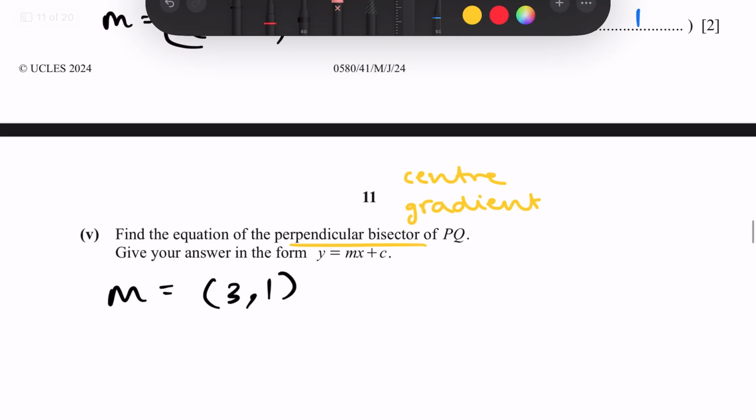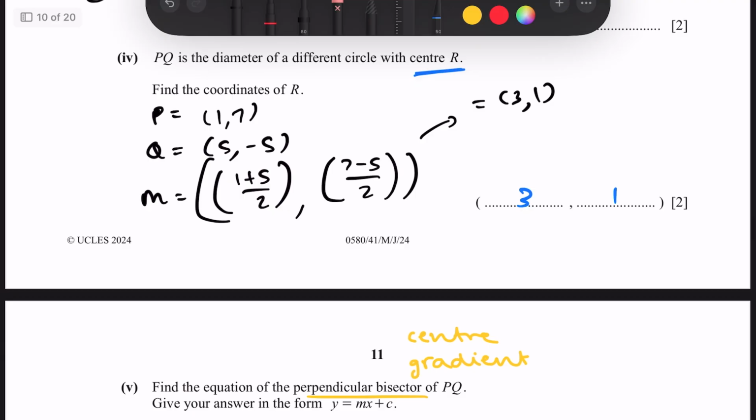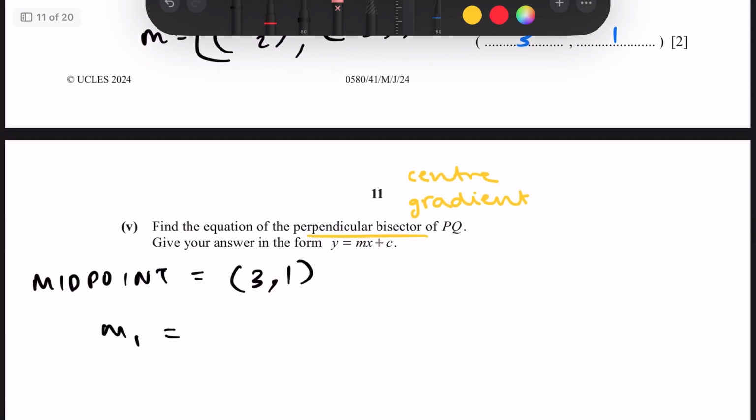This means that the perpendicular bisector meets PQ at the center (3, 1). I'll just write it as midpoint for now, since the symbol for gradient is also M, which might make things confusing. Now M1, which is the gradient of PQ itself, is equal to y2 minus y1 divided by x2 minus x1. So if we treat Q as point 2 and P as point 1, the y coordinate of Q would be y2 and the y coordinate of P would be y1.